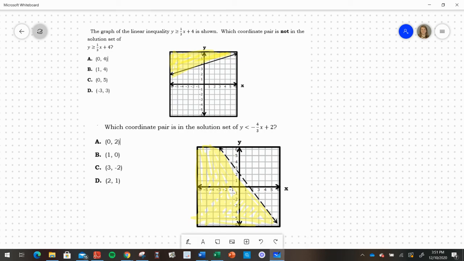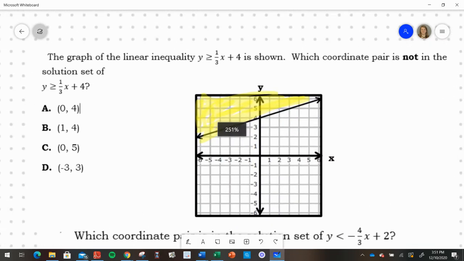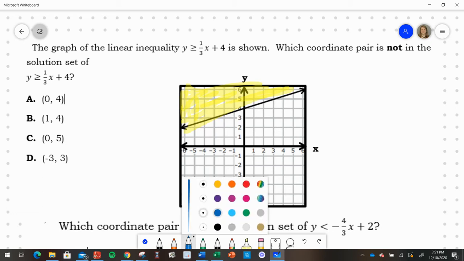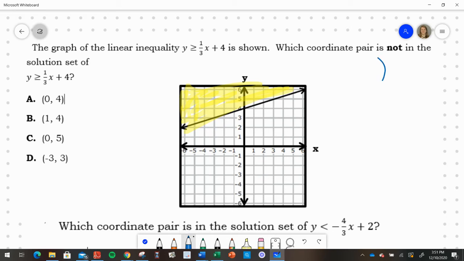All right, guys, so how do I determine if something is part of my solution set? When I look at a graph, in this case the graph of a linear inequality, y is greater than or equal to 1/3 x plus 4, graphed on my coordinate plane, and they ask which coordinate pair is not part of the solution set, essentially what they are asking is which is not in the shaded part, right? Anything in the shaded part or on the solid line is considered part of the solution.